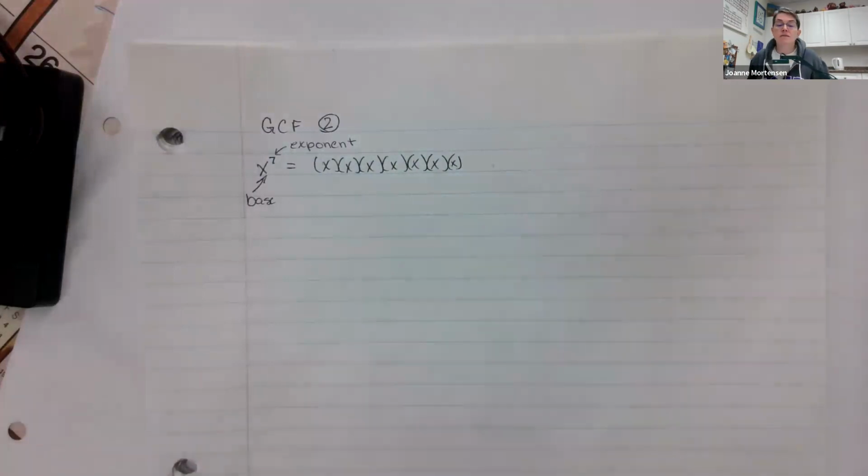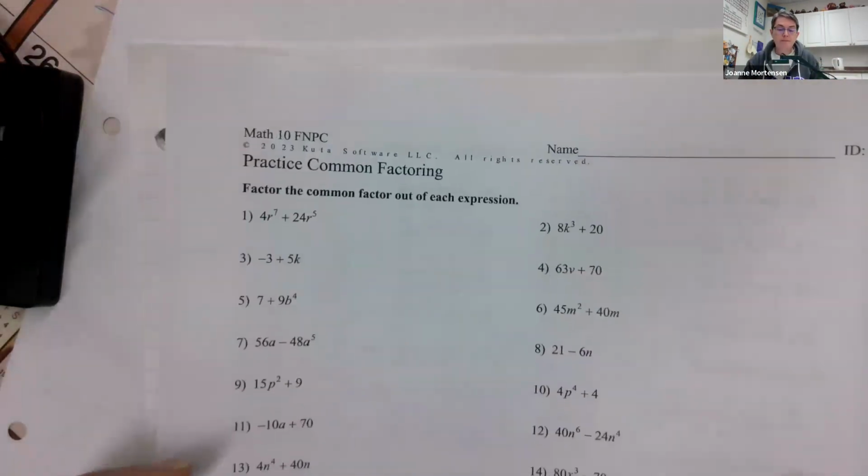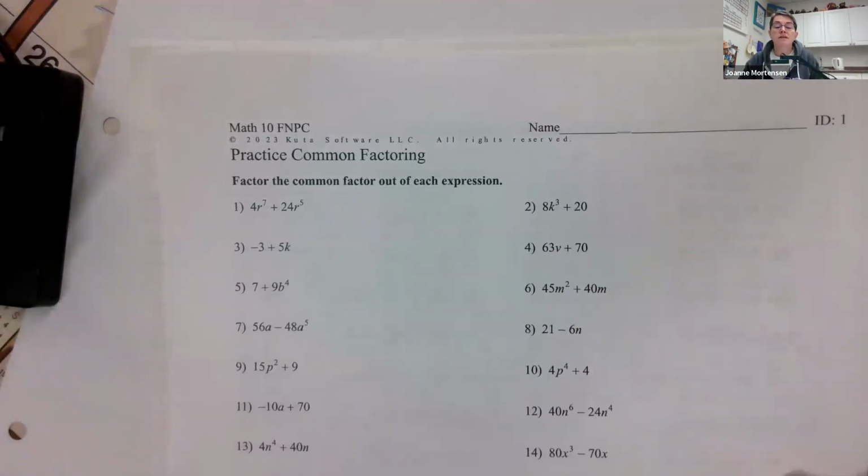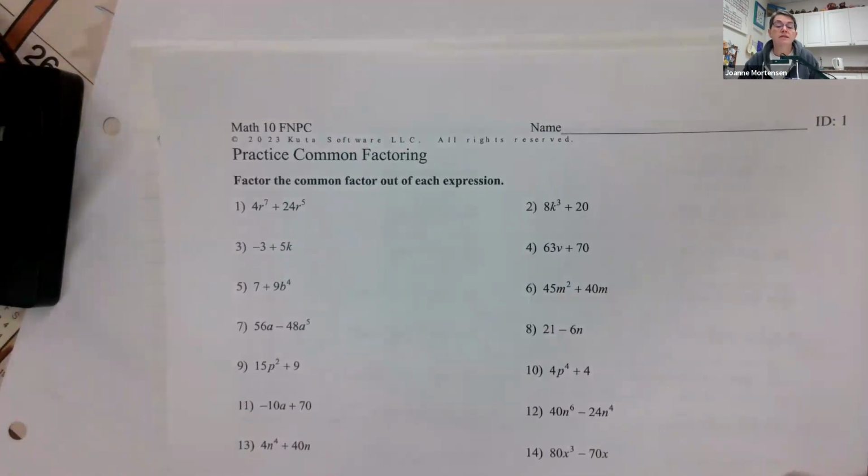Sorry. I don't think it's worth doing a whole bunch of those. Let's just get to the question. So this is the worksheet I'm going to be working off of. I'm not doing every single question.